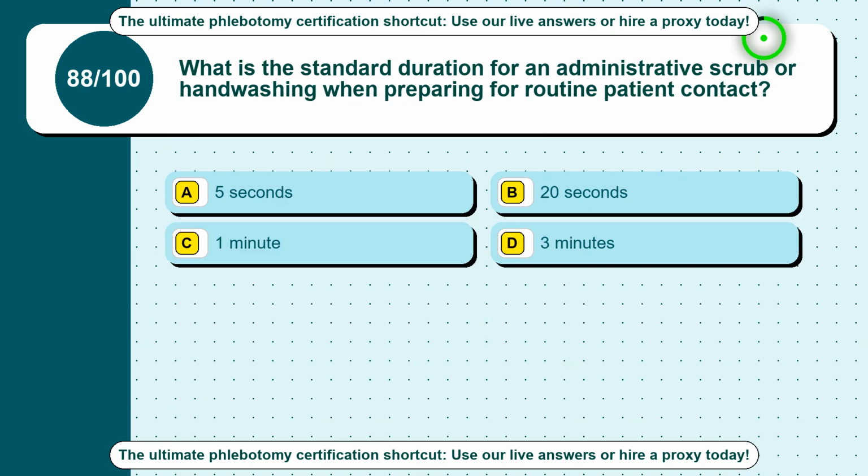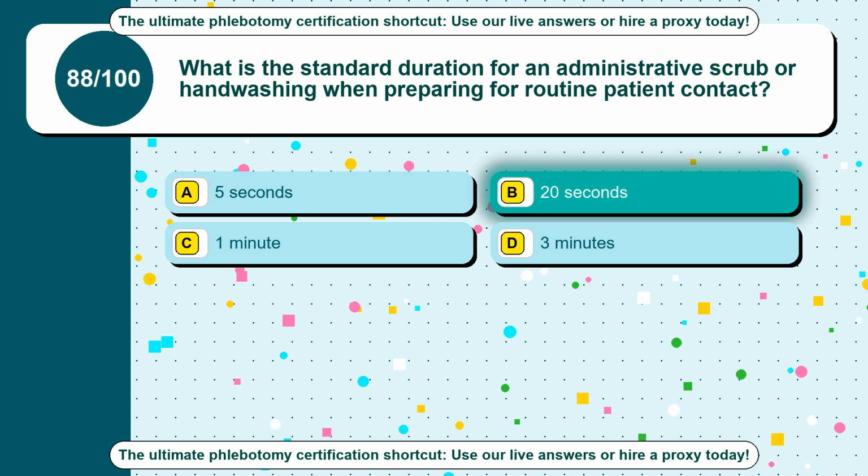Question 88. What is the standard duration for an administrative scrub or hand washing when preparing for routine patient contact? Option A, 5 seconds. Option B, 20 seconds. Option C, 1 minute. Option D, 3 minutes. The correct answer is option B, 20 seconds.